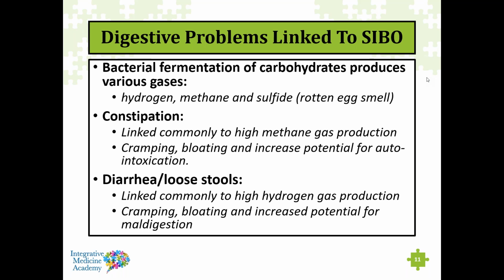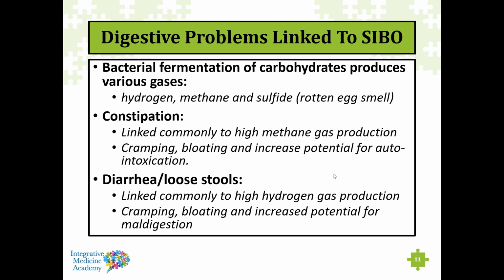Constipation from a SIBO standpoint, as well as an irritable bowel standpoint, is often linked to elevated levels of methane gas. Now, that's not to state that all cases of constipation are from methane, but typically methane elevations can lead to cramping, to bloating, to increased potential for what's called auto-intoxication, because if we can't move toxins out of our bowel, many of those toxins get reabsorbed from the large intestine.